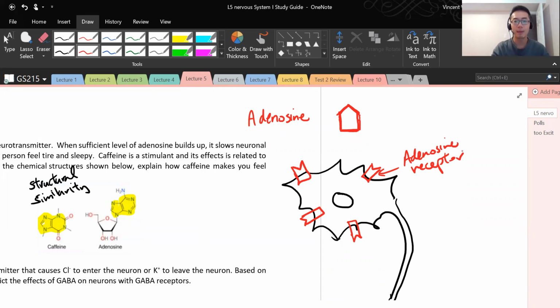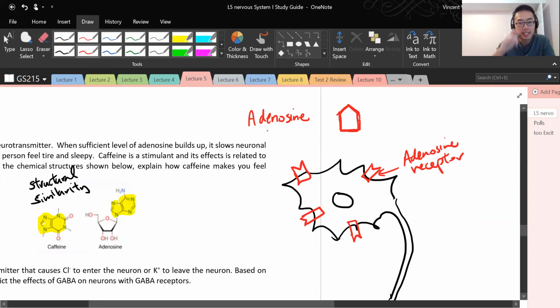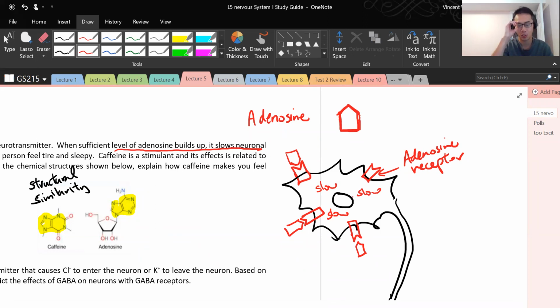So what's going to happen? As the day goes on, you build up adenosine, and then the adenosine is going to bind to the receptor, like this. It will fit right in, and the more adenosine binds to it, the more tired you will be, because it says in the question, when a sufficient level of adenosine builds up, it slows neuronal activities. So all these things would tell the neuron to be like slow, slow, slow. And you're like, oh, I'm so tired. Okay. So that's the normal situation.